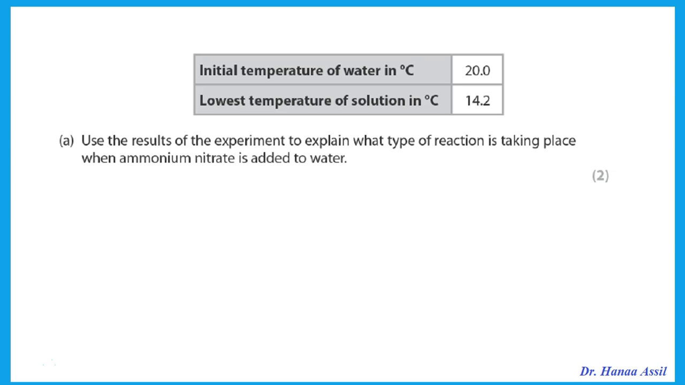Use the results of the experiment to explain what type of reaction is taking place. So if I start the reaction at 20 and then the temperature goes down, that means the reaction is endothermic. Remember, endothermic reactions take in heat, and that means it takes heat from the surrounding solution, so the temperature of the solution decreases. So when we say the temperature went down, then the reaction is endothermic.